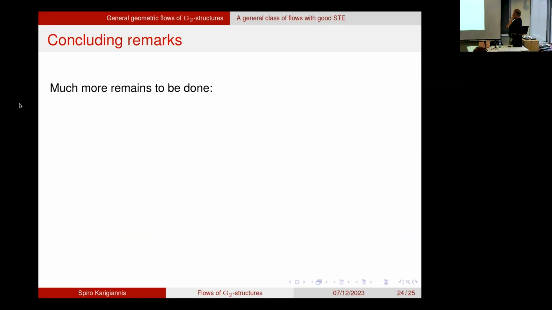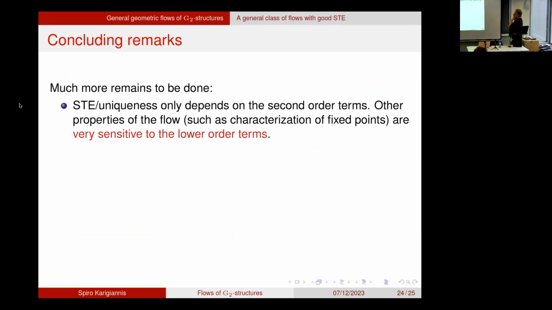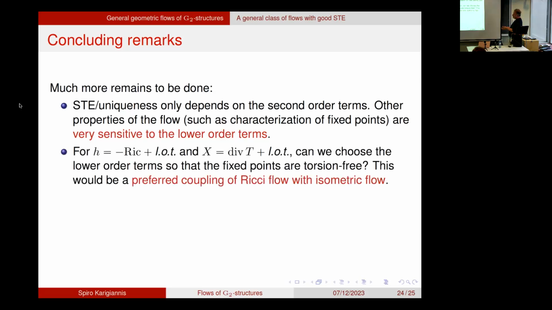Of course, a lot still has to be done. Short-time existence and uniqueness only depends on second-order terms. Other more interesting properties of the flow, like characterizing exactly what the fixed points are, are very sensitive to what those lower-order terms are. For example, Ricci flow coupled with isometric flow will have short-time existence and uniqueness no matter what the lower-order terms are. But can we choose these lower-order terms so that the fixed points are exactly the torsion-free ones? Certainly the torsion-free ones would be fixed, because all these lower-order terms are essentially torsion squared. So if it's torsion-free, everything goes.